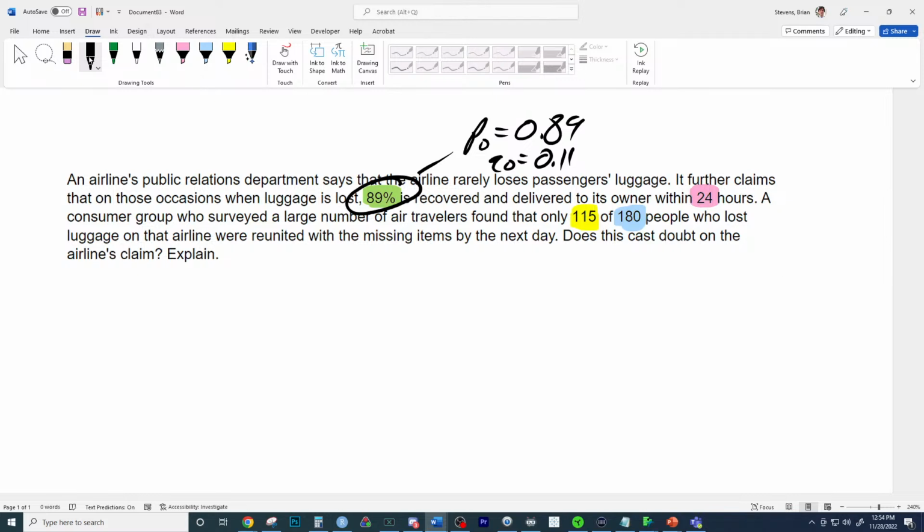What are the other notation things right here? There's really only two more to go. So they found that 115 of the 180 passengers. Great job, Meredith. Sample size, right? n is 180, and then what else do we have?